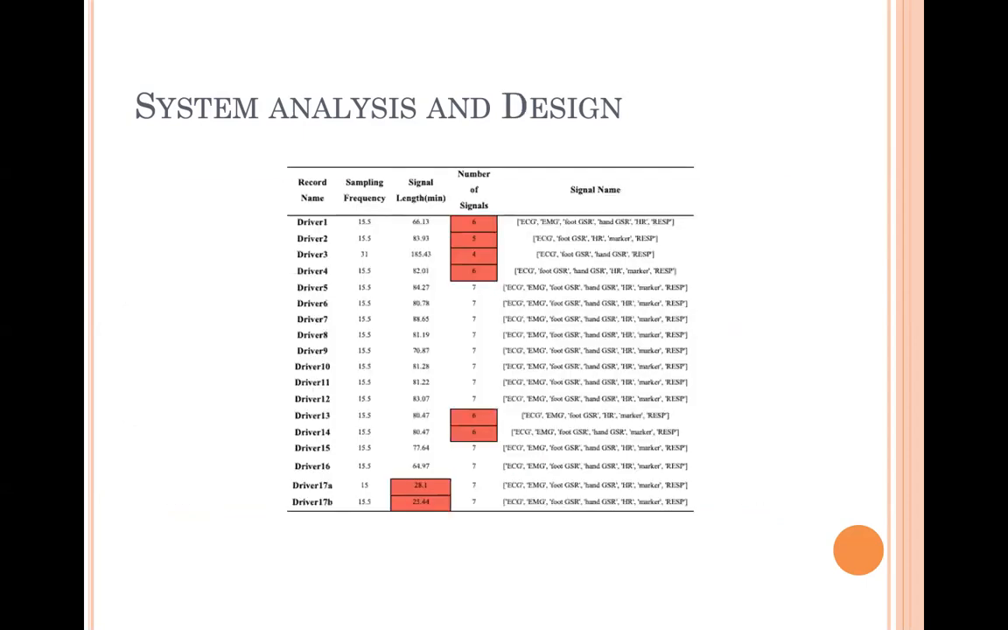The table shows the metadata about the recordings, such as the driver name, sampling frequency, signal length in minutes, number of signals that have been collected, and the collected signal names. Also in the table, the recordings that have missing information are marked red, indicating the missing features. Drivers 1 through 4 and drivers 13 and 14 lack signals, and the driver 17A and 17B recordings are not complete for sampling length.